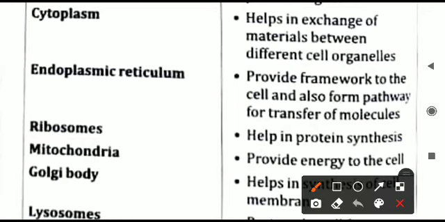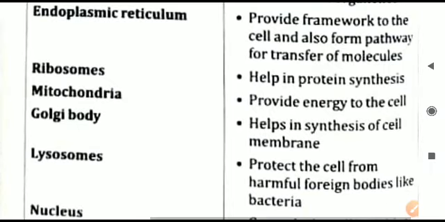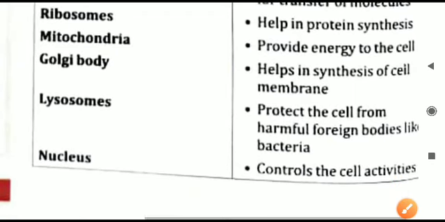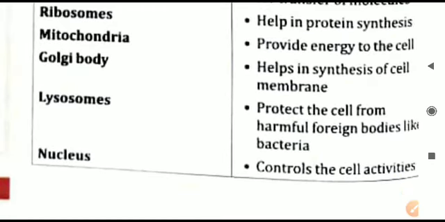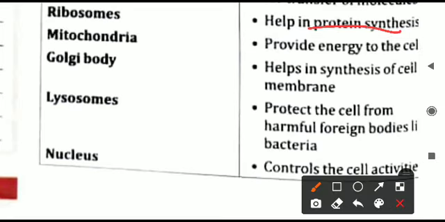Next is cytoplasm. It is the liquid which is present in the cell body, and it helps in exchange of the materials between the different cell organelles. So different things are floating in the cytoplasm in the cell. The endoplasmic reticulum provides the framework to the cell, and generally it is present surrounding the nucleus, and it supports the cell body itself and provides the framework. Also, it helps in the transfer of various molecules. Next is ribosomes, and they are responsible for protein synthesis, for the formation of the protein molecules in the plant body or the animal body.